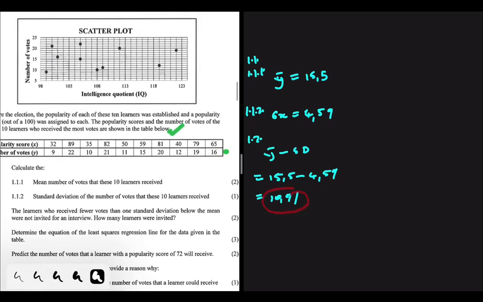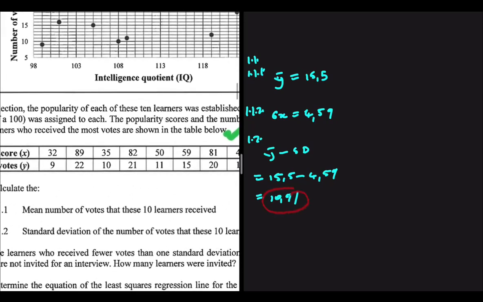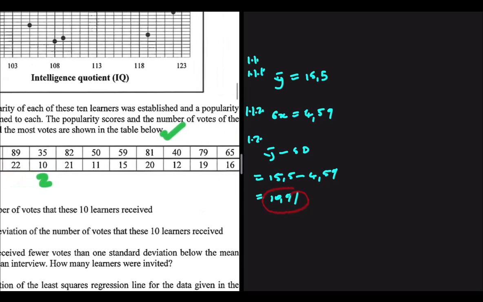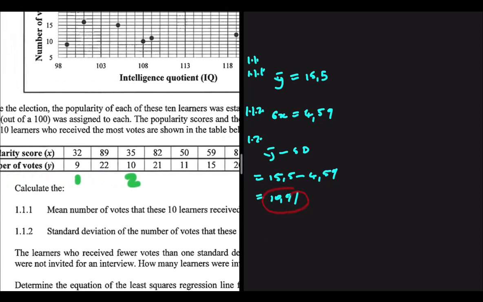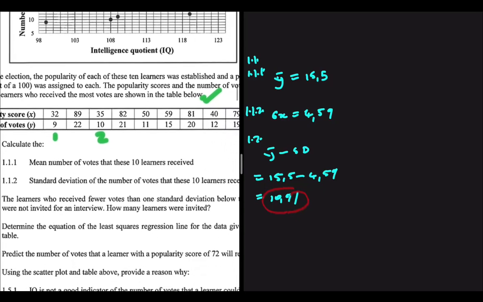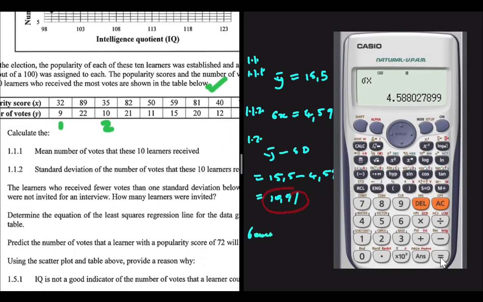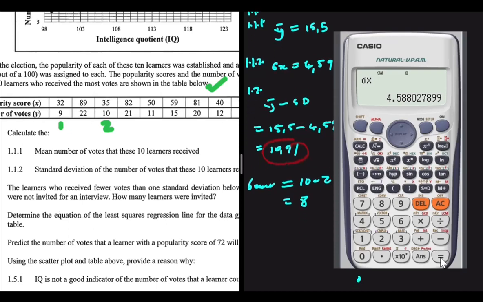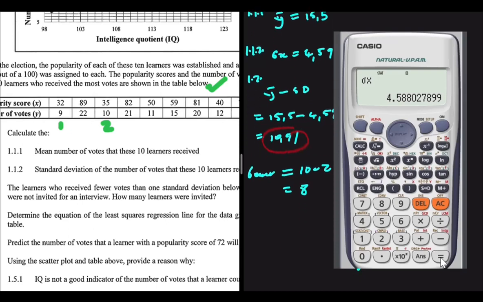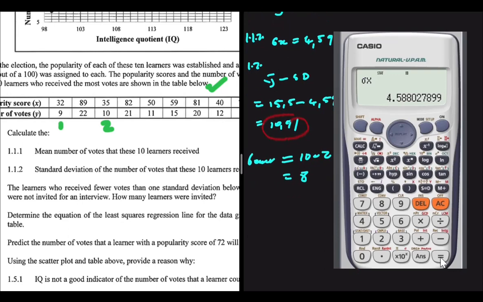So how many learners had less than 10.91 votes? Let's go ahead and find out. So we have 1, the learner who received 9 votes. 2, what else? Right, so 2 learners were not invited for the interview. So the learners that were invited, we're going to have 10 minus 2, which is equal to 8. So only 8 learners were invited. 2 learners had votes 1 standard deviation below the mean. That is 1.2.